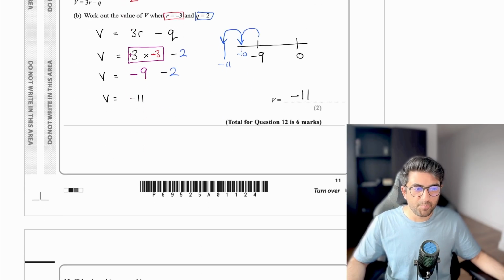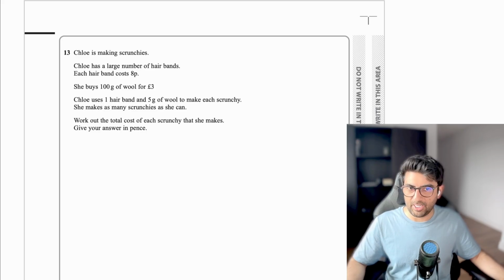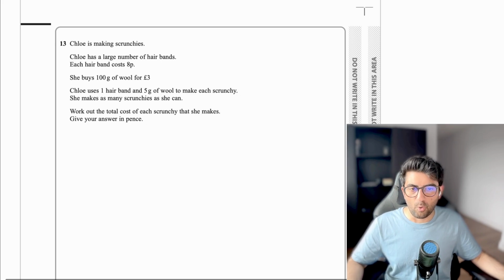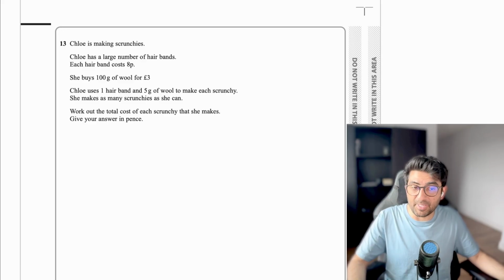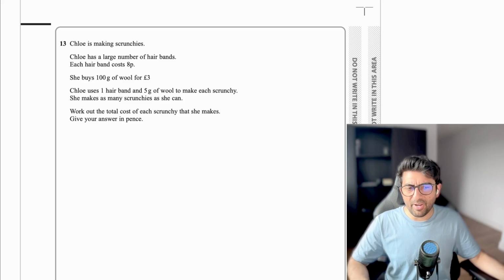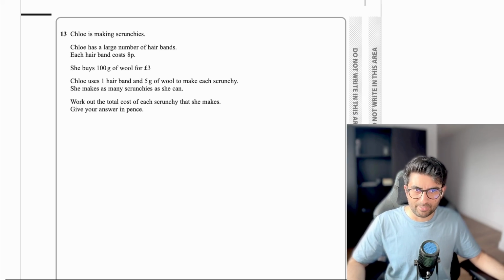Okay, next question. Chloe's making scrunchies. Chloe has a large number of hair bands. Each band costs 8p. She buys 100 grams of wool for £3. Chloe uses 1 hair band and 5 grams of wool to make each scrunchie. She makes as many scrunchies as she can. Work out the total cost of each scrunchie that she makes. Give your answer in pence.